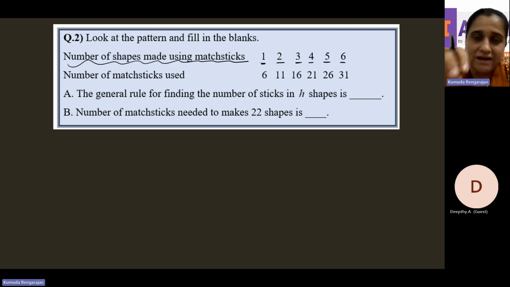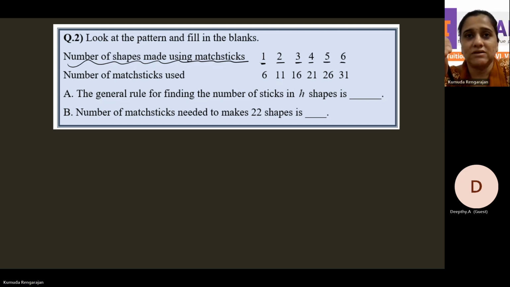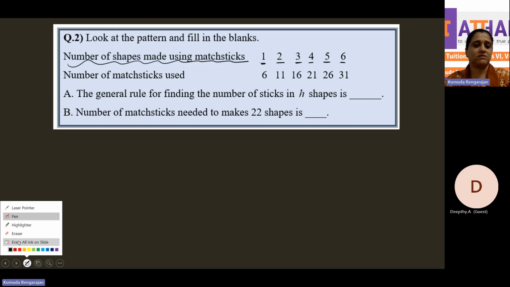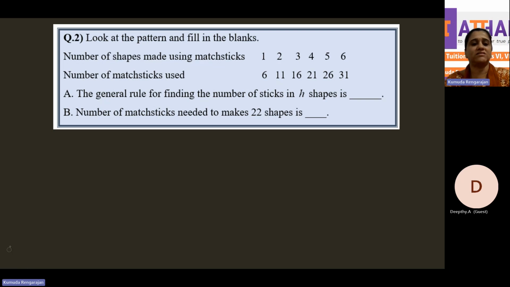It is a shape pattern where the shapes are not shown, but the shapes are described. The shapes are described using numbers. You don't see the shapes here. They have explained the details of the shapes. See here, number of shapes made using matchsticks.